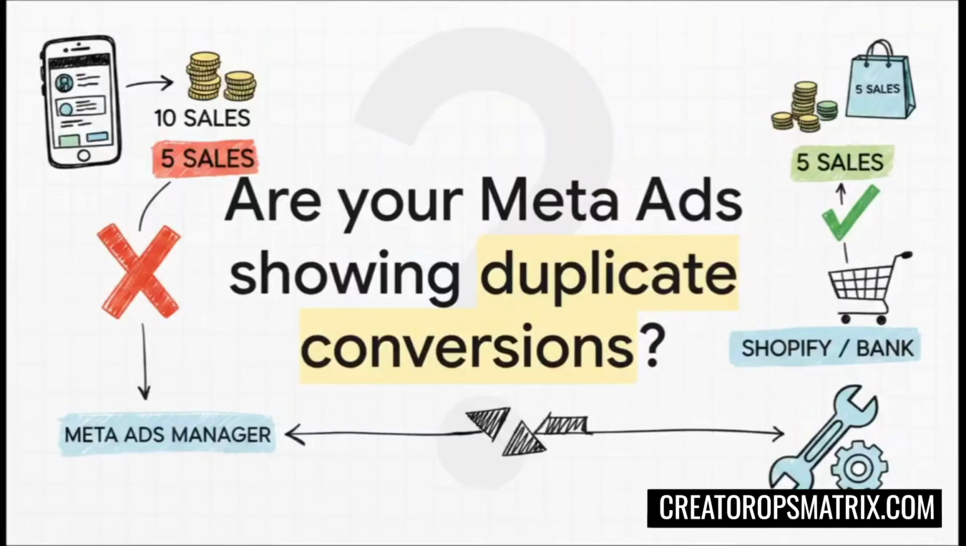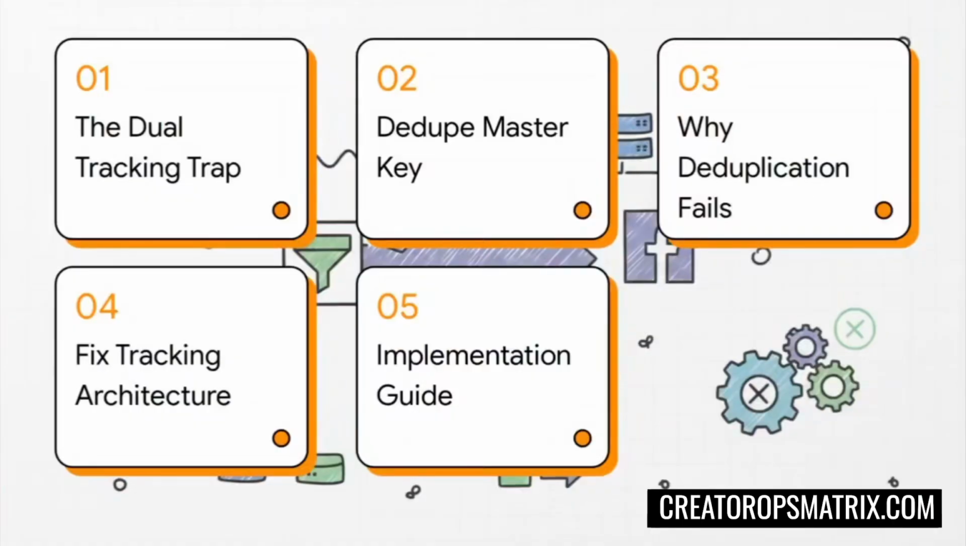Ask yourself right now, are your Meta ads showing duplicate conversions? Are you dealing with a completely incorrect, artificially inflated return on ad spend? You know the feeling. You look at your ads manager and it proudly says you made 10 sales. Then you check your actual bank account or your Shopify dashboard, and yep, you only had 5. It's incredibly common, it absolutely ruins your ability to make smart media buying decisions, and it's exactly what we're fixing today. Okay, let's dive right into this.